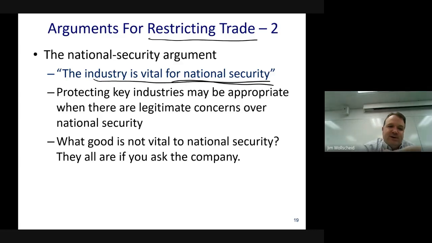But oftentimes if we use this argument, we take it to the absurdity. Well, an army needs clothes in order to protect our country. And since we need clothes to protect our country, shouldn't we protect apparel makers to make sure we always have clothes for our army? Well, I guess. But you could use that argument for national security, it should be rare rather than common. So there probably are some rare occurrences where it is important to restrict trade.